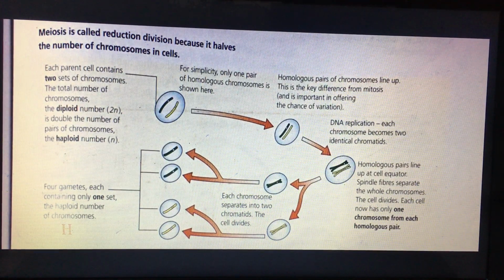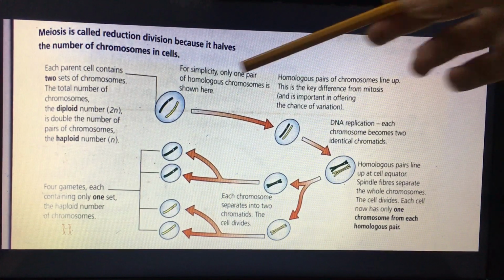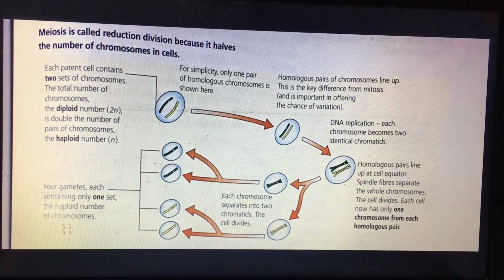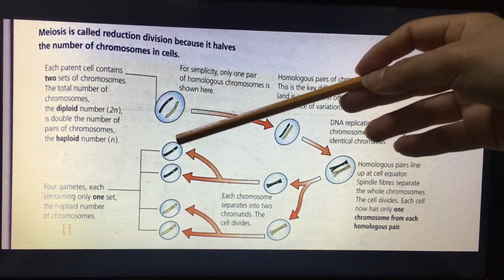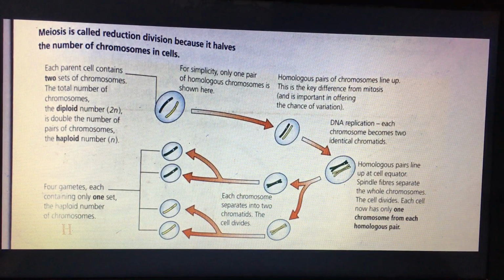And that's the difference between meiosis and mitosis. In mitosis, we produce 2 new cells that have the same number of chromosomes as the parent cell. But here, the parent cell has 2 sets of chromosomes, and the daughter cell has only one set, the haploid number of chromosomes. Okay?